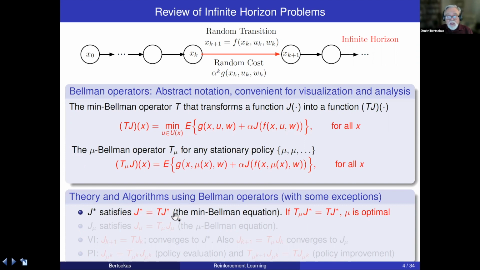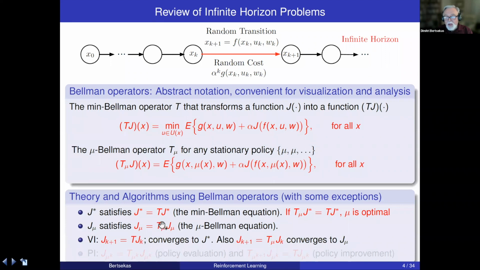Also, this equation characterizes optimal policies. In particular, if mu of x attains the minimum in this expression, then the policy mu is optimal. And we represent this like so: T mu J star equals T J star. There's another Bellman equation that corresponds to a policy mu. We call this the mu Bellman equation. And it says that the cost function of mu, which we denote by J mu, is a fixed point of T mu.